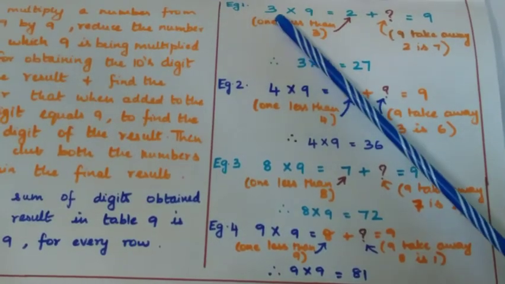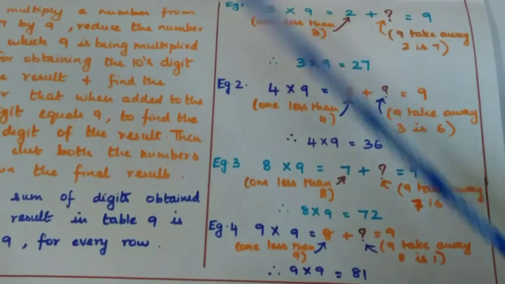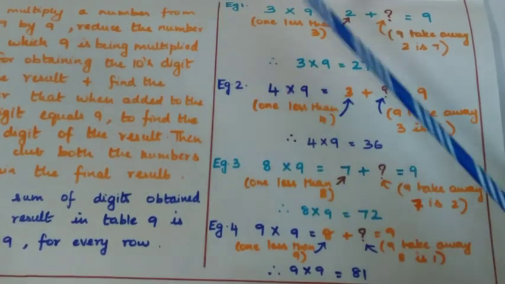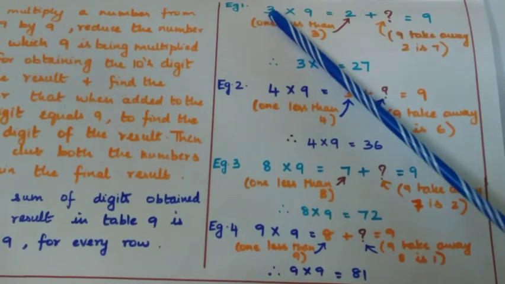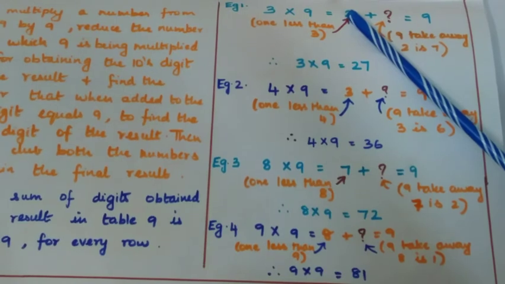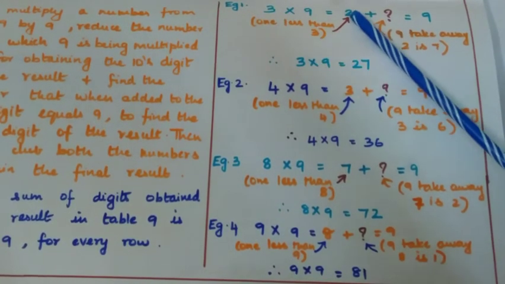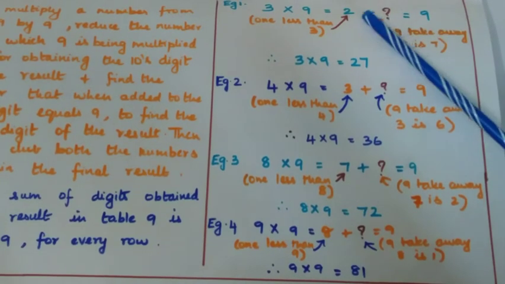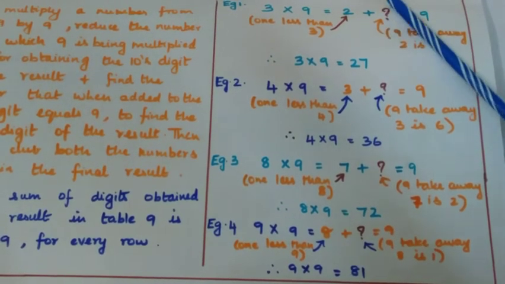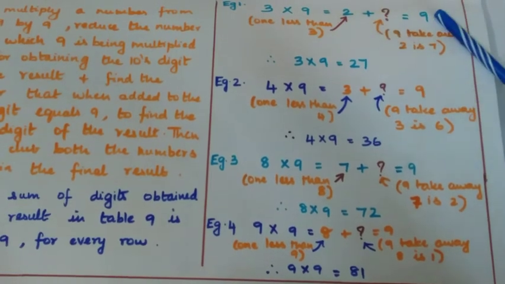Now let's first discuss this example where 3 is being multiplied by 9. According to this trick, we know that we need to reduce the number with which 9 is being multiplied by 1 to get the tens digit of the result. So we need to reduce 3 by 1, which is nothing but 2, and then we need to find the number that when added to this will give you 9. So 2 plus what gives you 9?